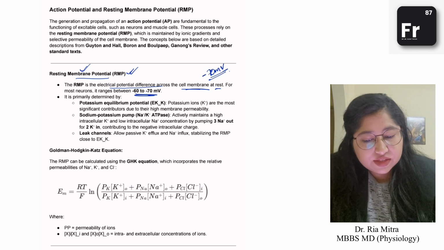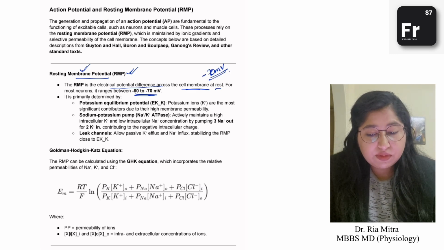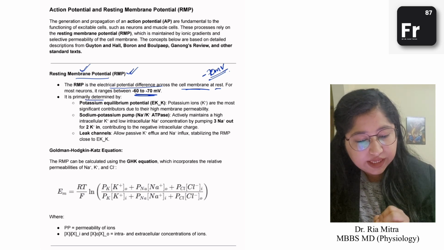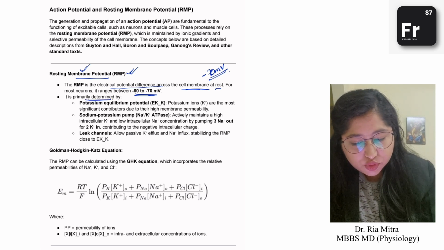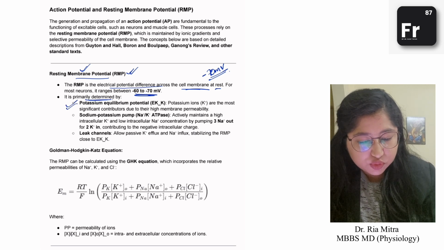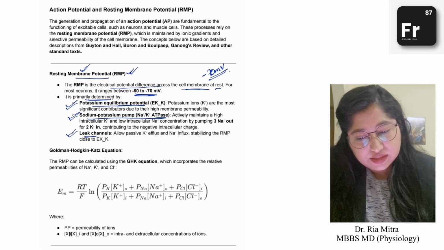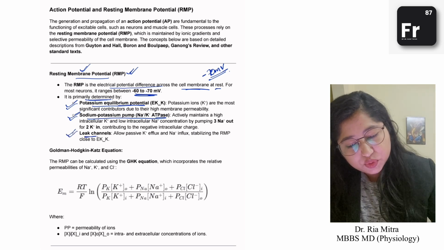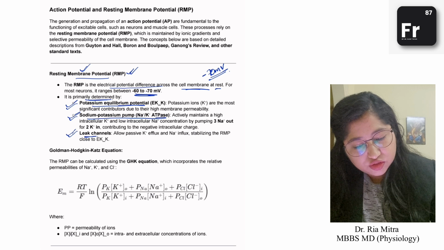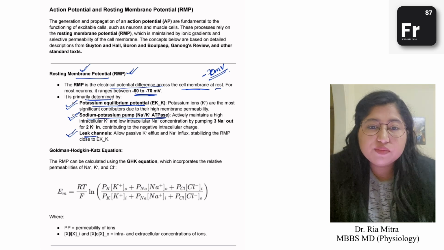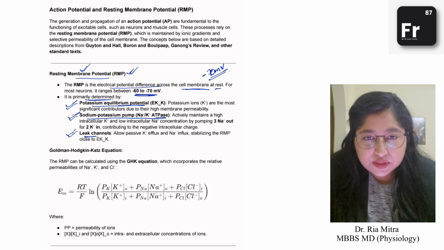Now, what are the factors which can be responsible for resting membrane potential? Now, the resting membrane potential is primarily determined by potassium equilibrium potential, sodium potassium ATPase, or leak channels. Now, why potassium? We see the common factor in all of them is potassium, right? Now, why is it that potassium is more responsible for resting membrane potential?